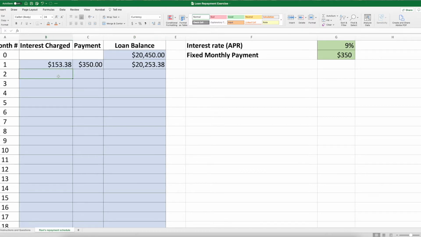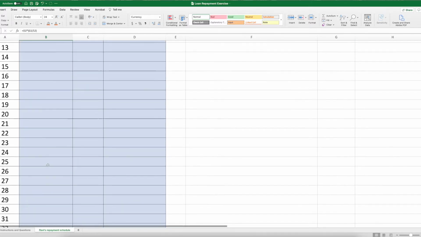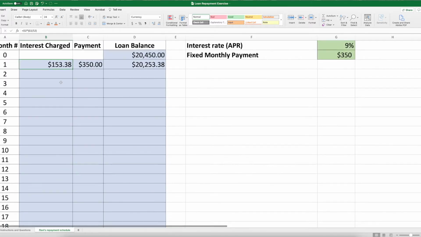Now my interest charges for the second month will be calculated using the same kind of formula, which is to take the previous month's loan balance and multiply it by the monthly interest rate. So instead of re-entering it, I can copy the formula from the first month into the cells for all months. But before I do that, I need to make a small change.